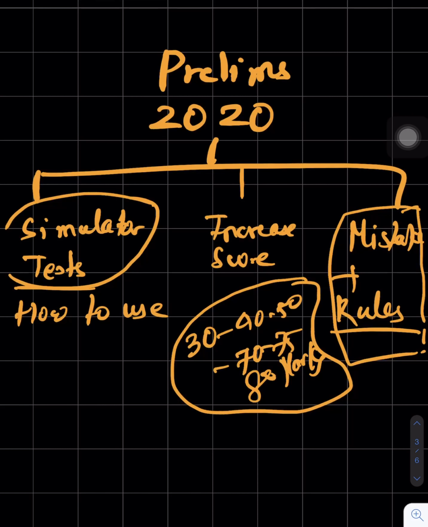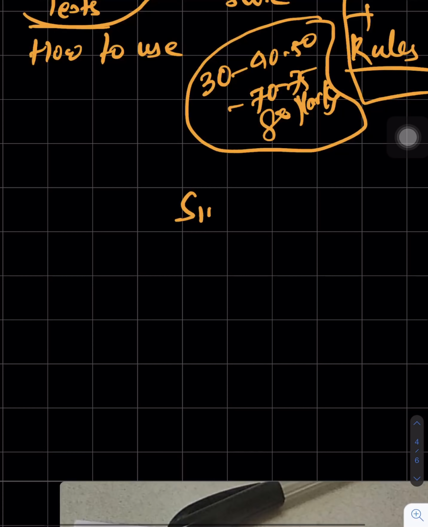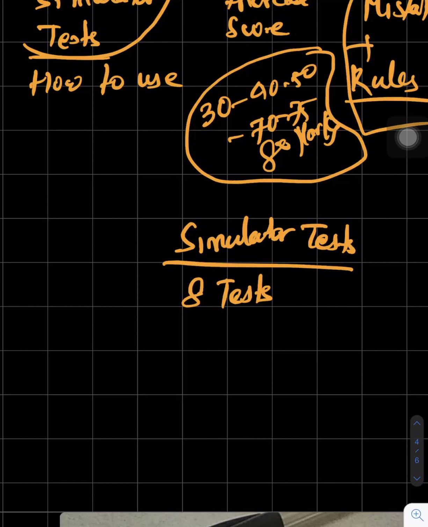The first thing I want to tell you is with respect to the simulator test, those of you writing it. We have 8 tests. These 8 tests are completely benchmark tests, by which I mean they are created such that they simulate a previous year paper, so that you are prepared for all types of examination scenarios and you are not surprised.